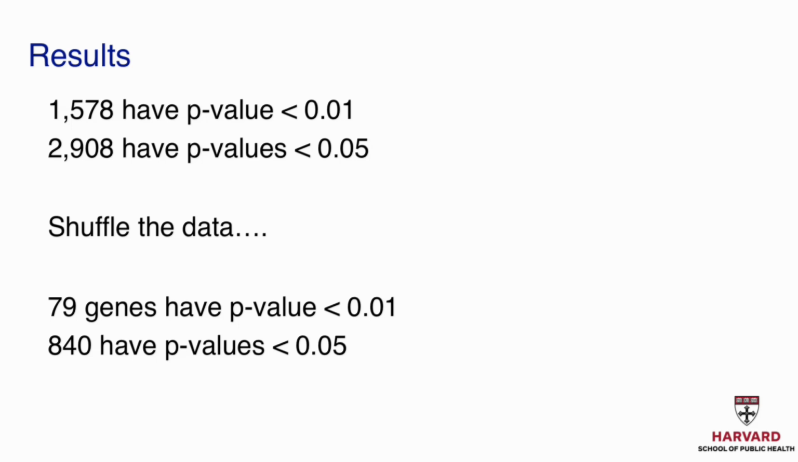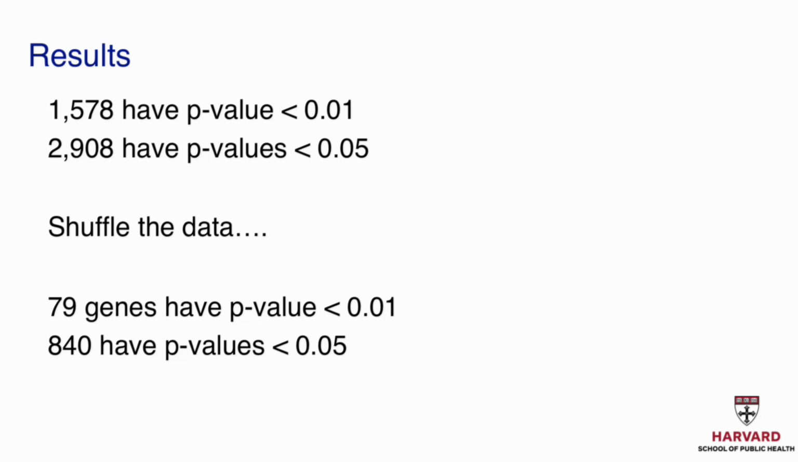So here are the results if we perform a t-statistic on the data that we described in the last module, and we use the t-distribution to obtain p-values. We get 1,578 genes that have p-values less than 0.01. We get almost 3,000 genes that have p-values less than 0.05. So is that the end of the story? We just report this and we're done? Well, it turns out that this is a little bit confusing and deceiving if we do it this way, and we're going to explain why that is.